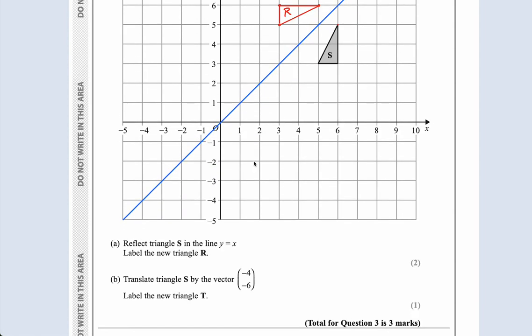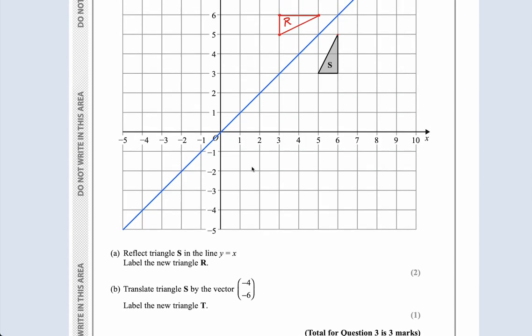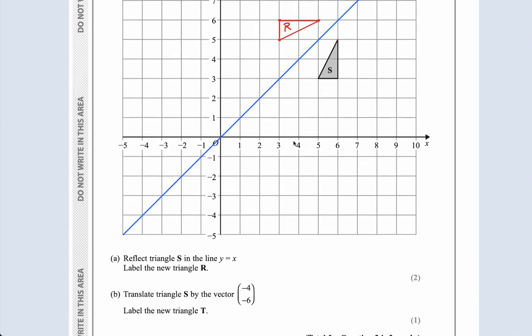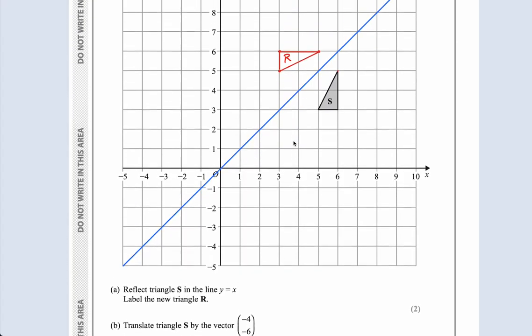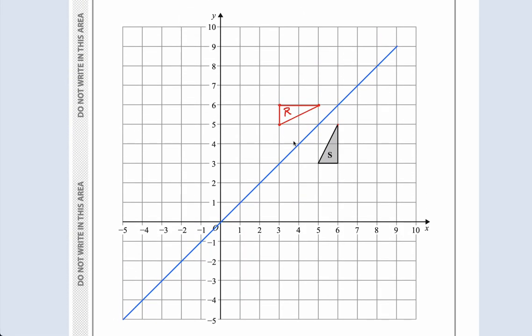Part B, translate S by the vector -4, -6 and label it T. So we need to go -4, -6. So you can pick each corner, but you could even just do the top. It's going to look exactly the same.